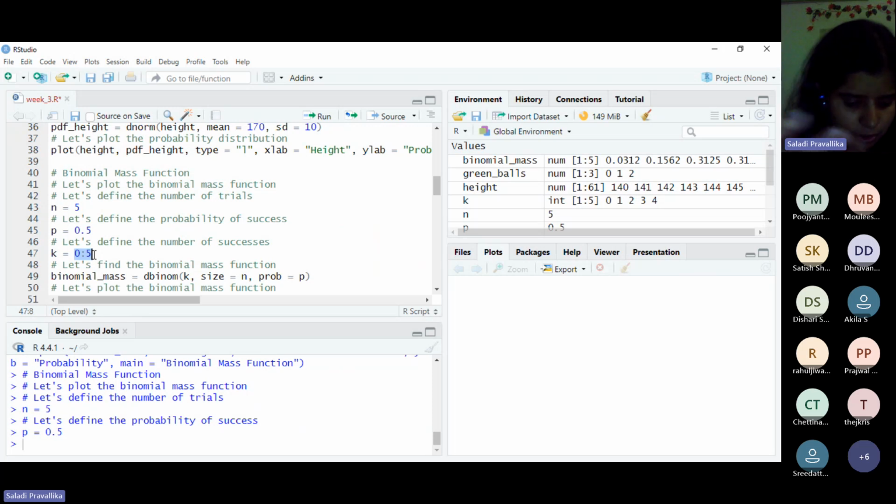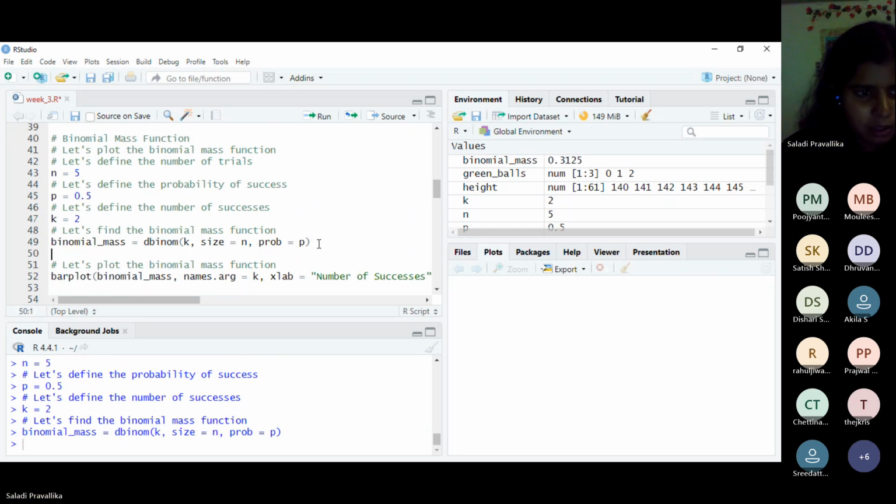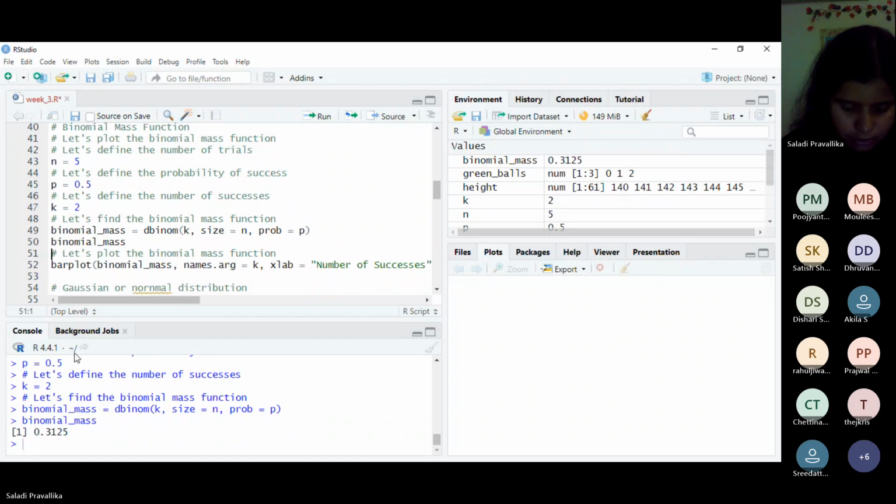Okay, instead, if I just want to take one value, let us do it that way. What is our k? k equal to 2, no? For now, we'll do it that way. n equal to 5, p equal to 0.5, k equal to 2, and the binomial mass is calculated using dbinom. Let me just write that here. So the answer for that is 0.3125.